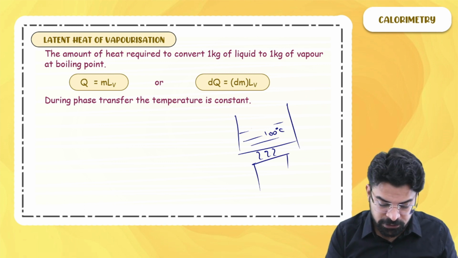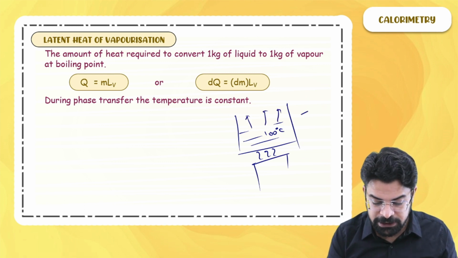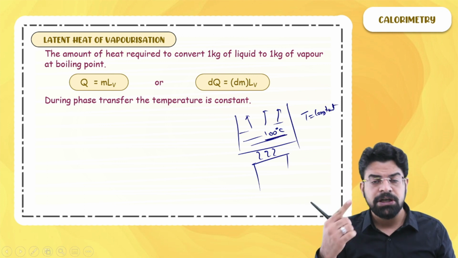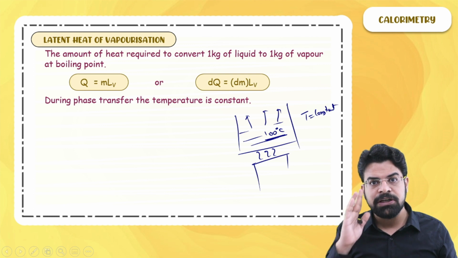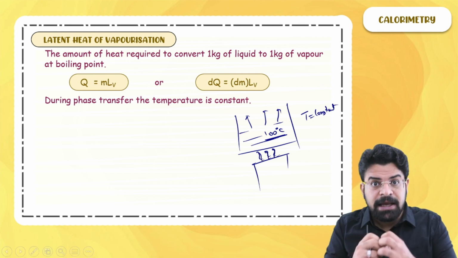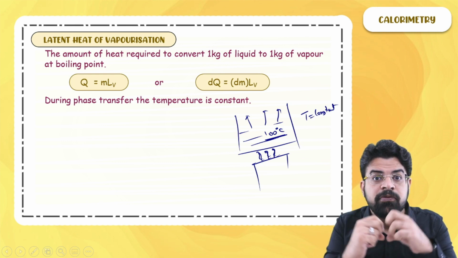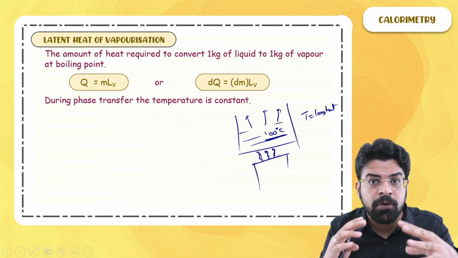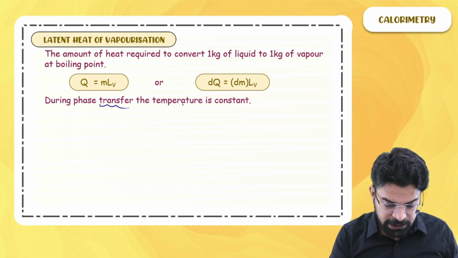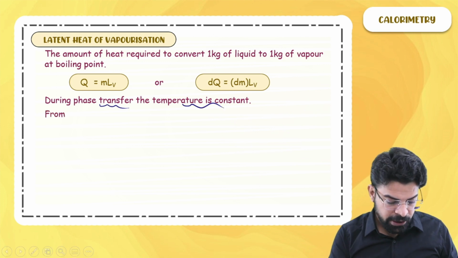During this process of water converting into vapors, the temperature remains constant, equal to 100 degrees centigrade. The temperature neither increases nor decreases; it remains constant at 100. Whatever energy you are providing is utilized to increase the separation between the water molecules, and they convert from liquid into the gaseous state. So during phase transfer, the temperature remains constant.